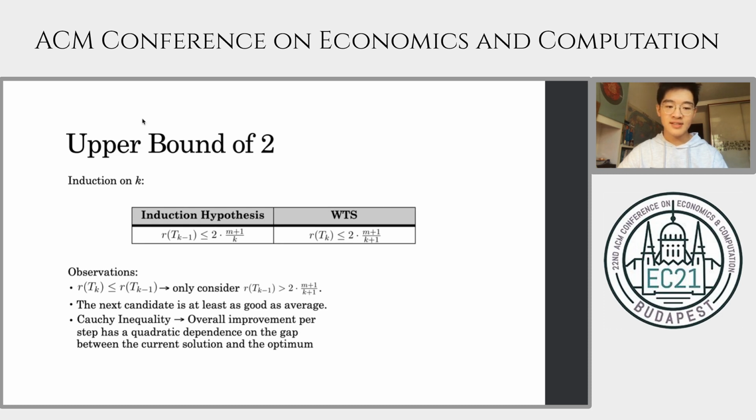The ultimate observation is that by Cauchy inequality, the overall improvement per step has a quadratic dependence on the gap between the current solution and the optimum, so that when the gap is large, the improvement will also be large. Recall that we only need to consider the case where the Borda score of Tk-1 has a good lower bound, so this guarantees a large gap, thus guaranteeing a large potential improvement, which enables us to push through the inductive step. Here is a visualization of how we could push through the inductive step.